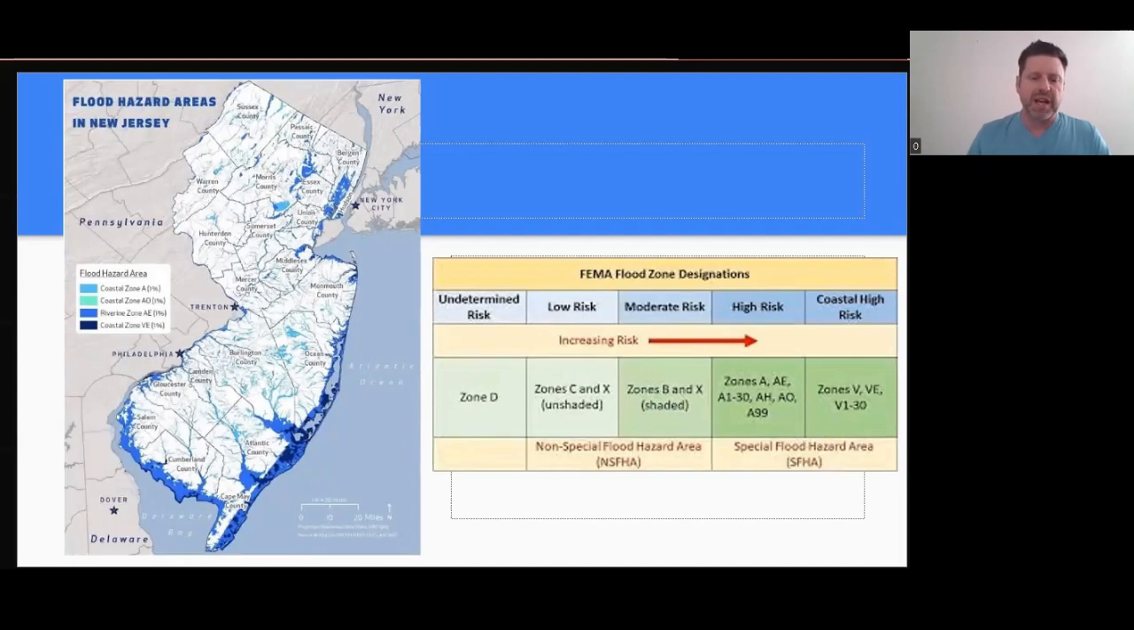And as you can see here, they have different shaded areas, and every state has this. You could buy flood insurance whether you're in a flood risk area or not. You could still buy the policy, but it's more as if it's required by the mortgage company to buy.